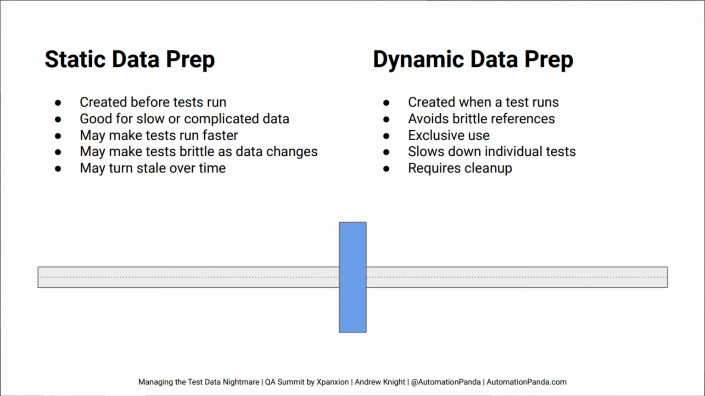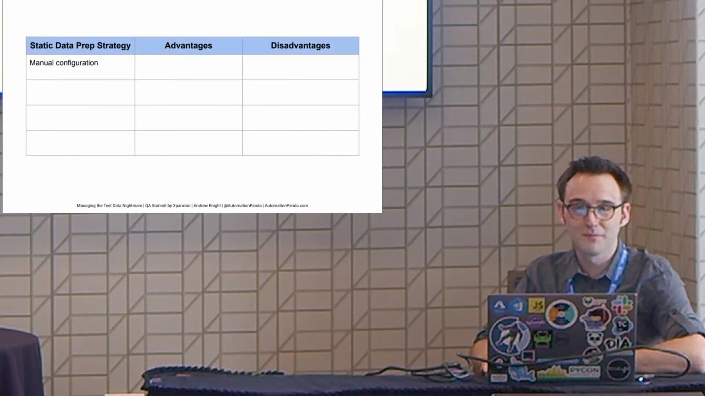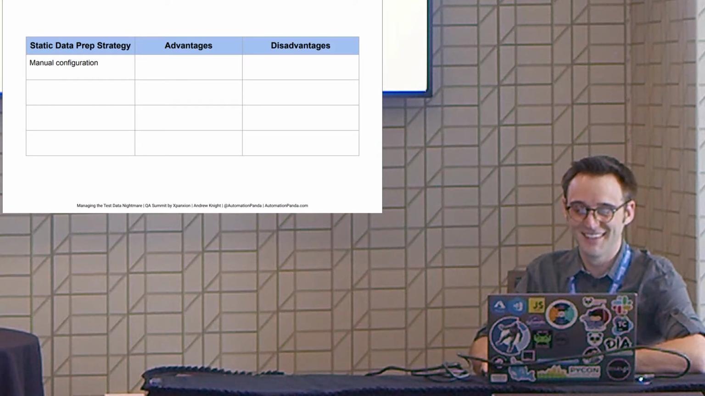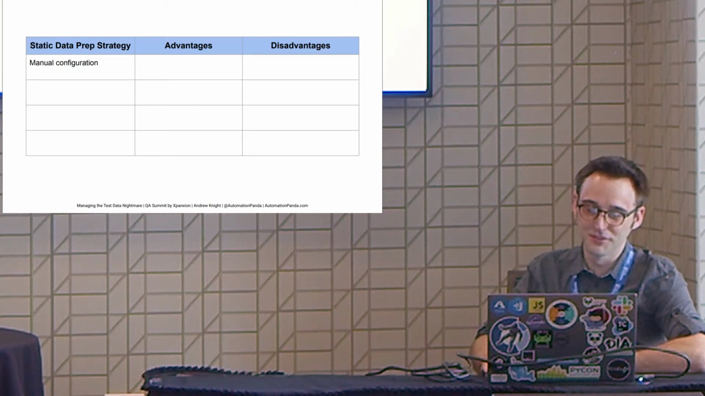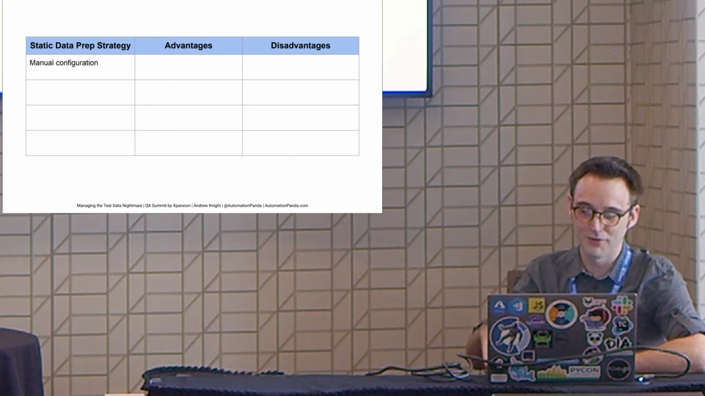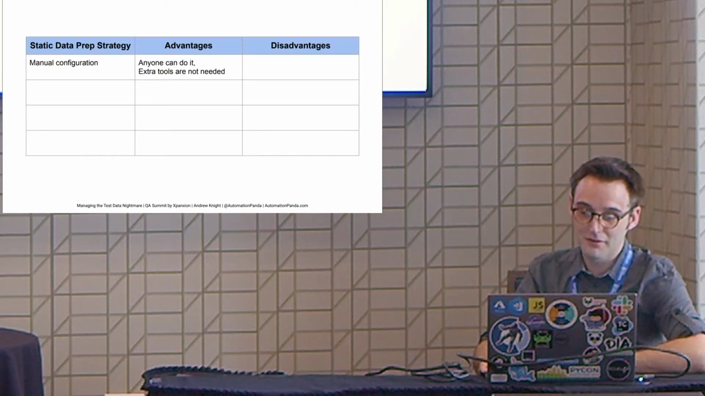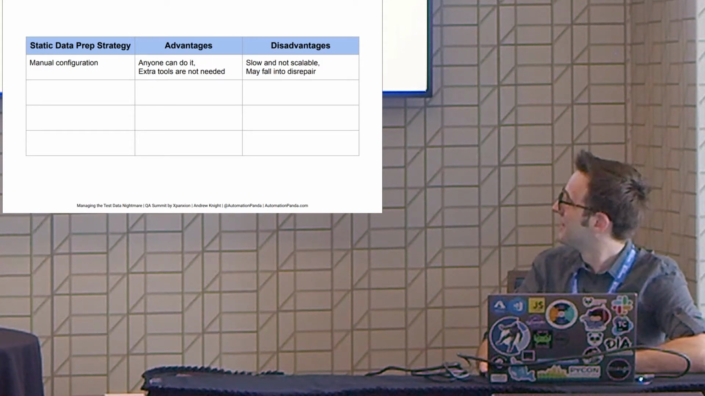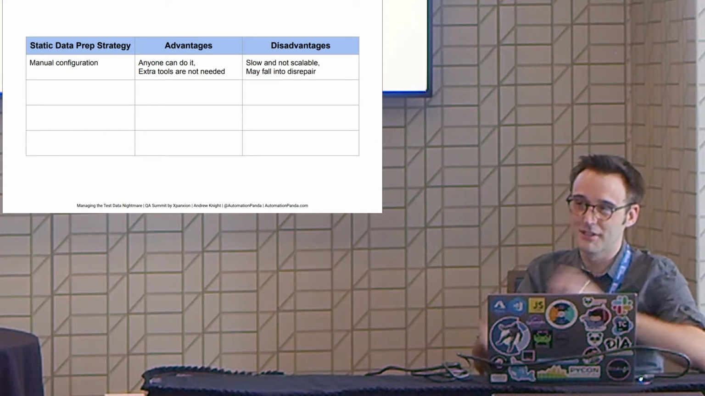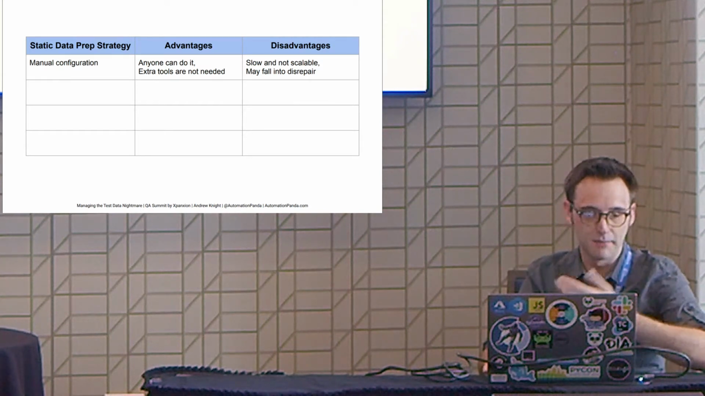The simplest data prep strategy is manual configuration. Fun, right? It's exactly what it sounds like. Testers log into the system and manually create whatever records they need. They could be setting up users, creating product configs, what have you. The nice thing is it's low tech. Anybody can do this. Downside, it's slow, doesn't really scale. Every time you have to make changes, somebody has to go in there and do it themselves. So there's a time tax.